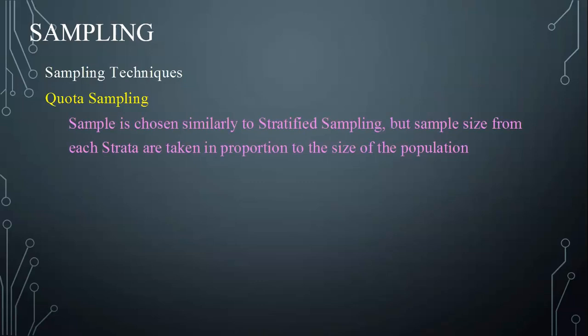Now, quota sampling is chosen similarly to how stratified sampling works, except that the sample size from each stratum is taken in proportion to the size of the population. Now, what does that really mean? Going back to our example of our 900 students in a certain high school, suppose that these 900 students are split into 60% females and 40% males.